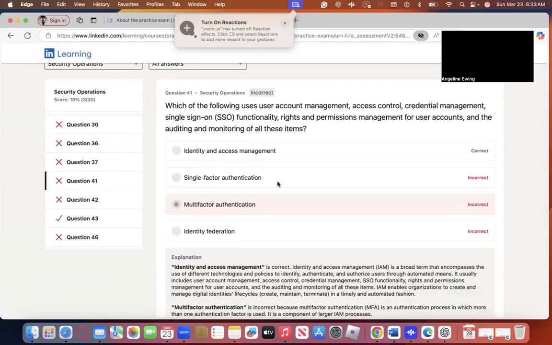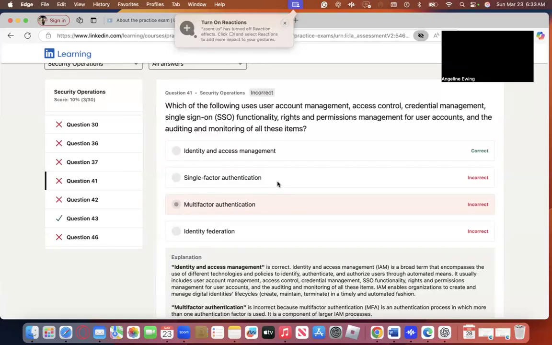Which of the following uses user account management, access control, credential management, single sign-on functionality, rights and permissions management for user accounts, and the auditing and monitoring of all these items? That will be identity and access management.